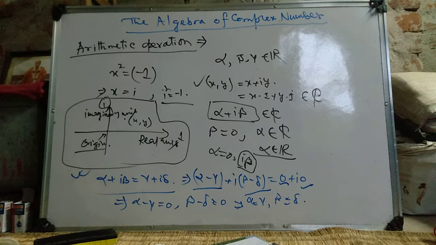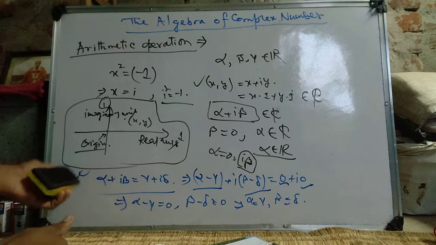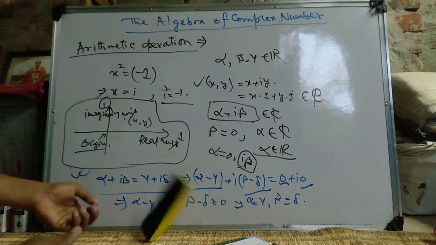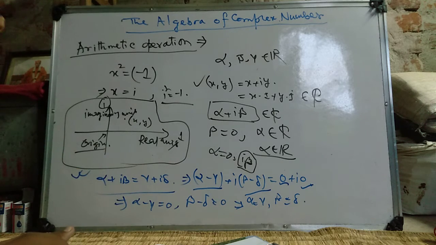Okay, if two or more complex numbers have the same real part, the same real coefficient and the same complex coefficient, then we also call those numbers equal numbers. Okay, next is this portion.